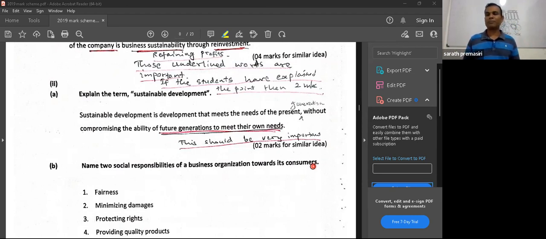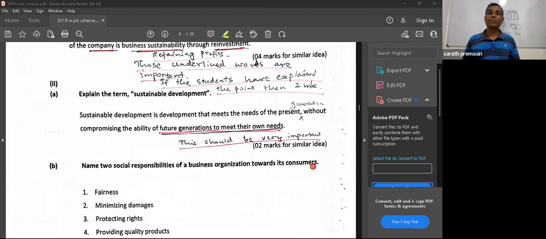Then you see, as you are a consumer, I have to perform some responsibilities towards you. What are the responsibilities that I should perform towards you? Then you see, I should be very fair. Fair in deciding the price. Fair in doing the class. Fair in giving knowledge to the students. You see, fairness. Fair prices.